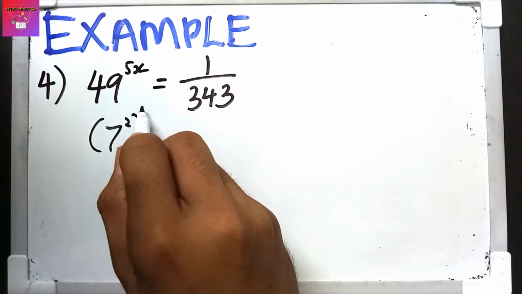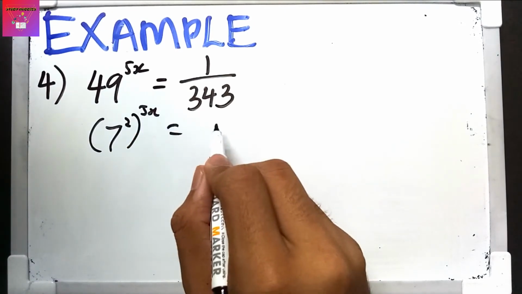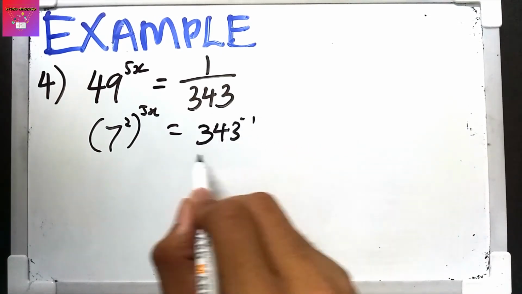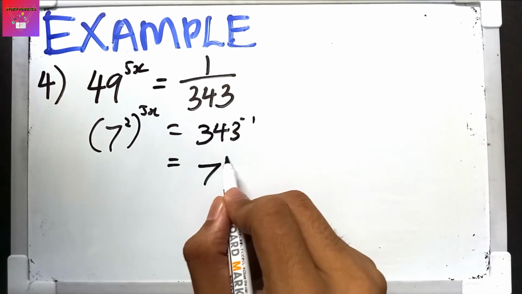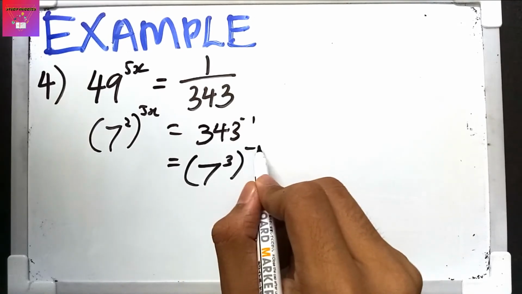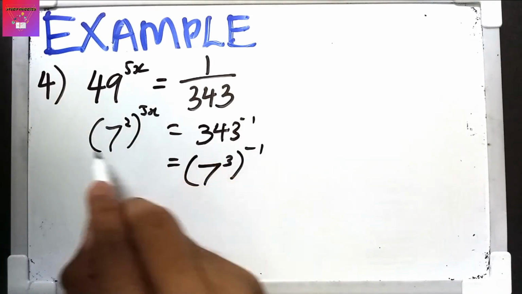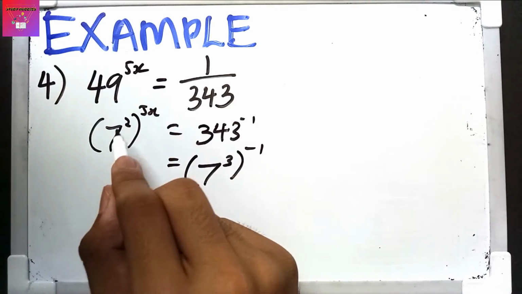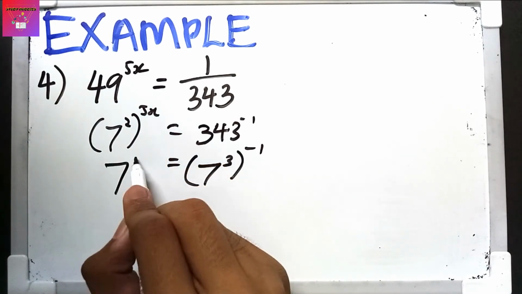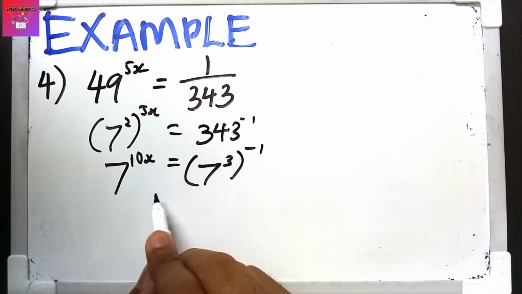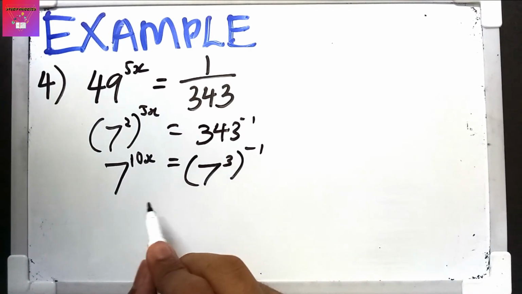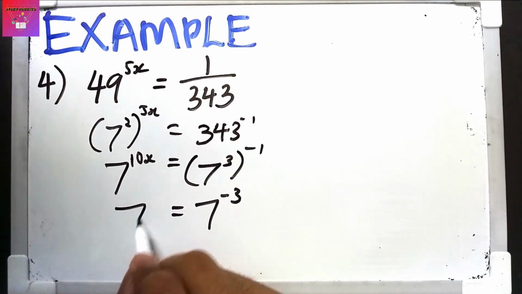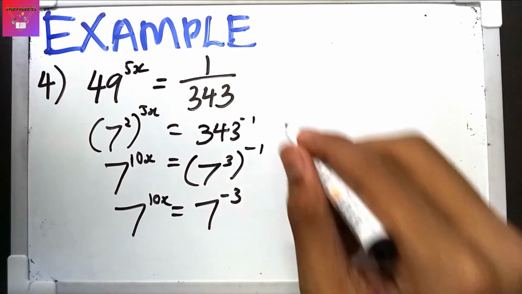So 7 squared to the power of 5x equals 343 to the power of negative 1. If I were to change it to its base, it's 7 cubed to the power of negative 1. So I'll solve this part again. According to the exponent rule, you just multiply the exponents. So 7 to the power of 10x equals 7 cubed to the power of negative 1, which means 7 to the power of negative 3 equals 7 to the power of 10x.